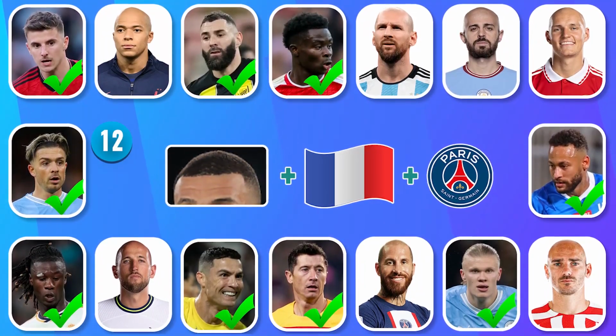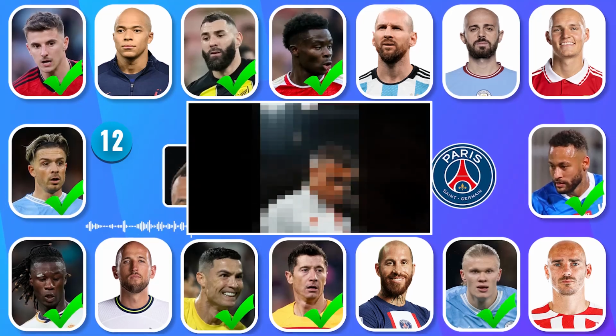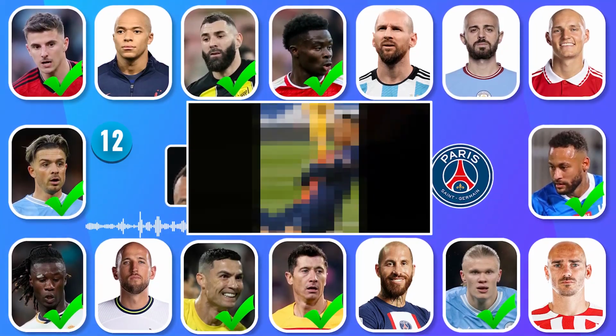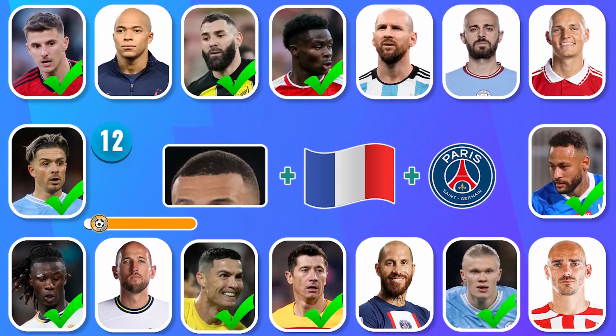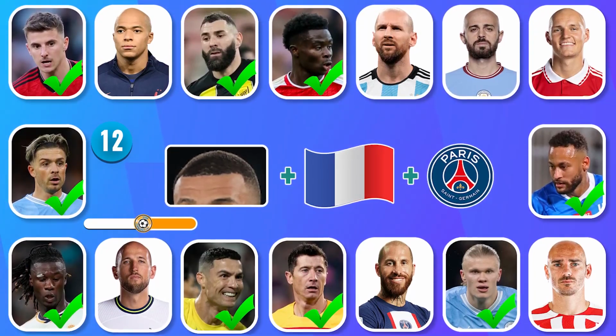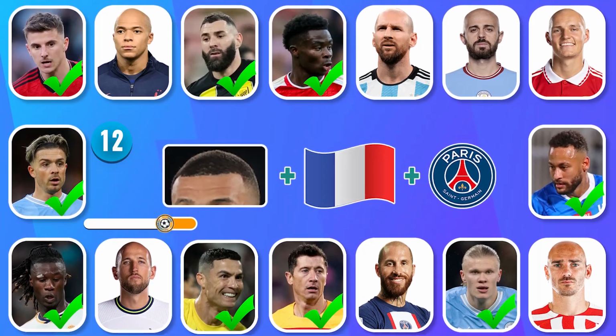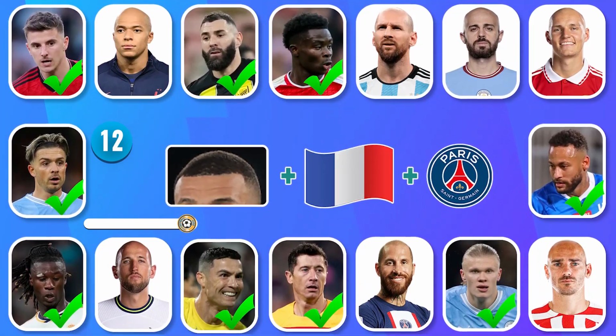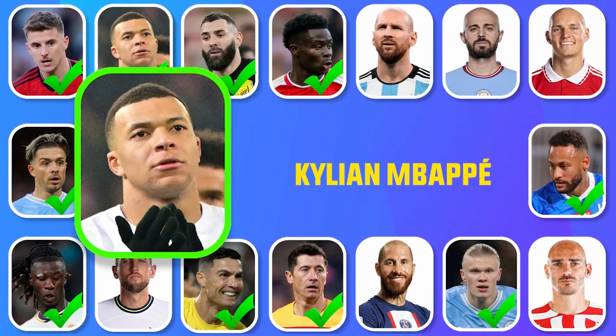Question 12. What about this player? Great! It's Kylian Mbappe.